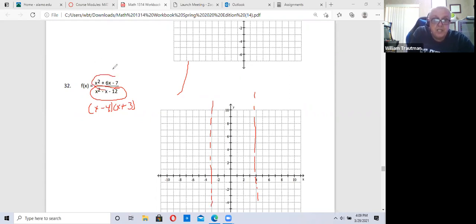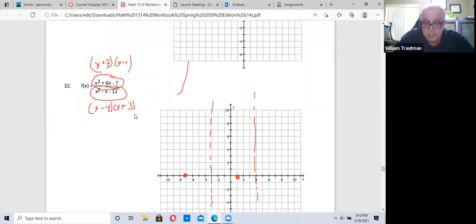Oh, by the way, there are x-intercepts. This factors to x plus 7, x minus 1. The top gives the x-intercepts, one at 1 and one at -7. So you can take a look and do some test points to draw this.